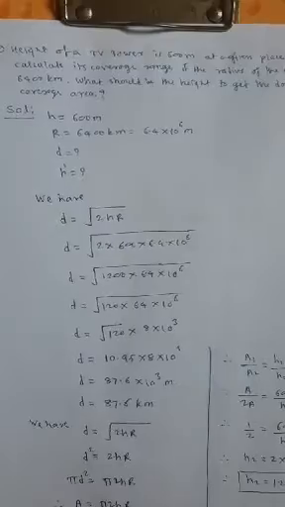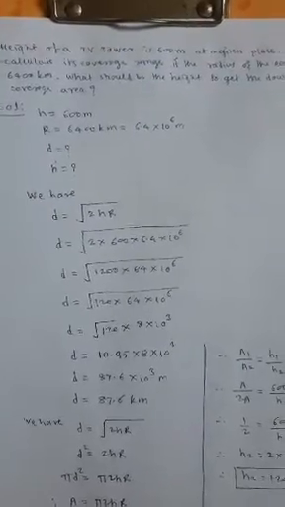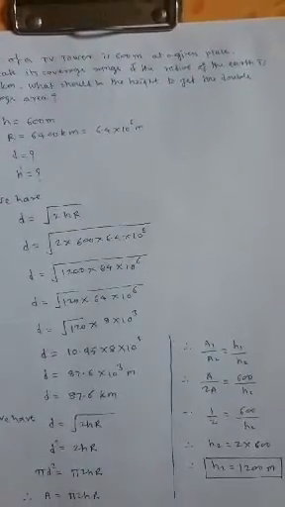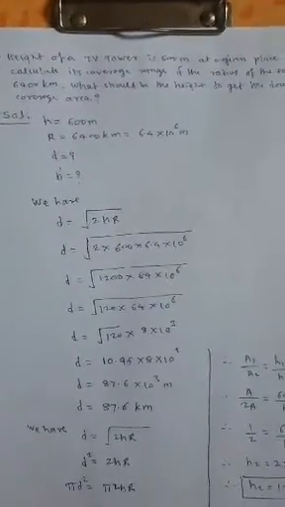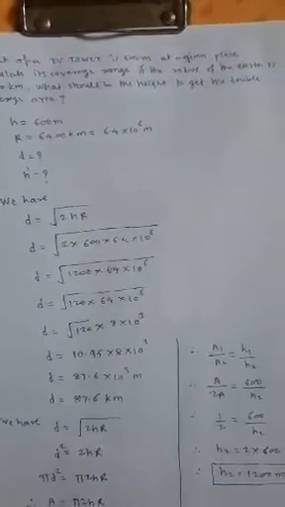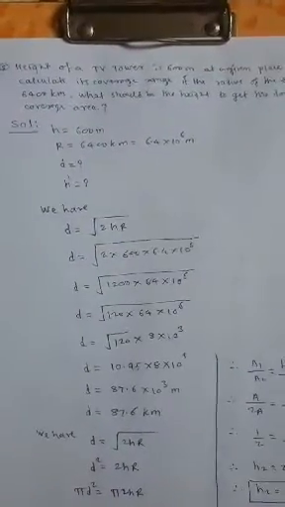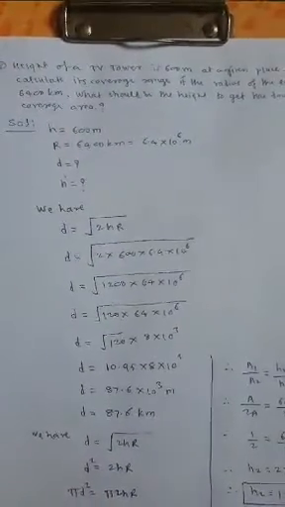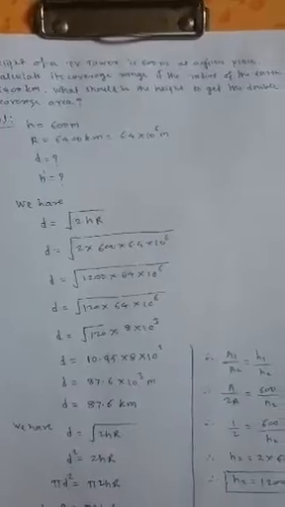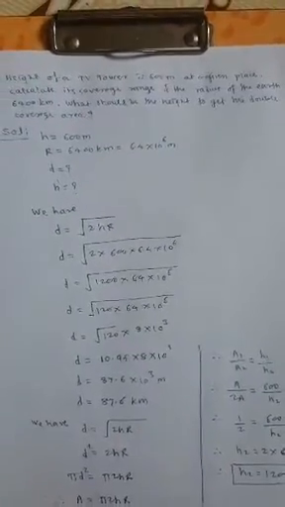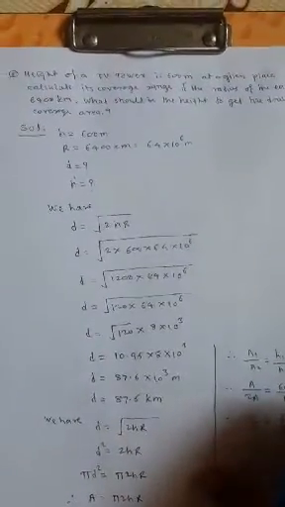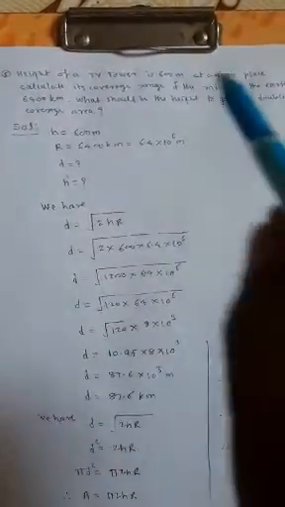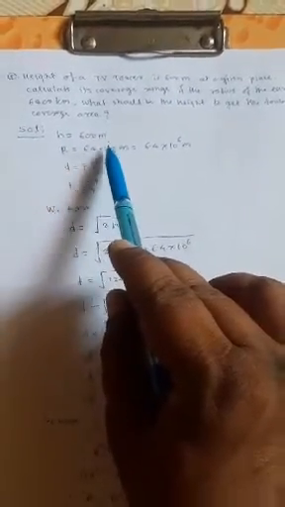Height of TV tower is 600 meter at a given place. Calculate its coverage range if the radius of the earth is 6400 kilometer. What should be the height to get the double coverage area? Height of the TV tower is denoted by h. Therefore, h is equal to 600 meter.